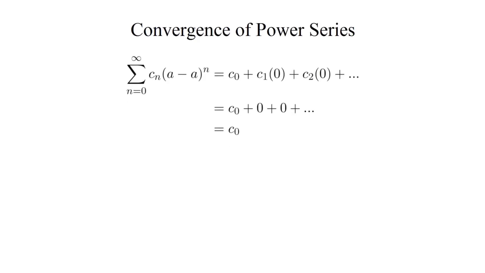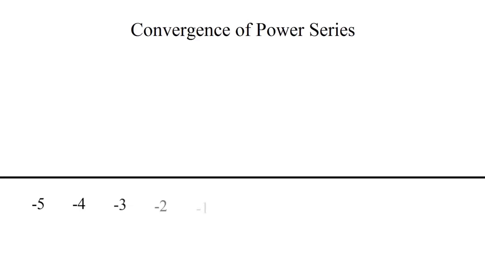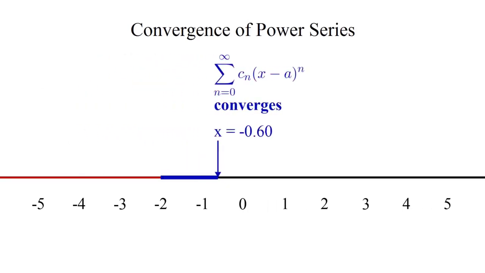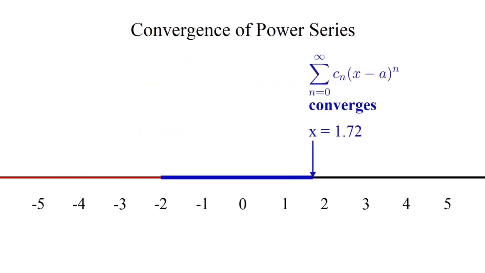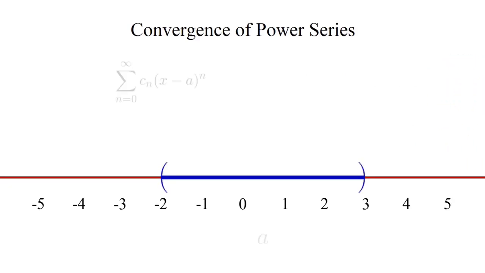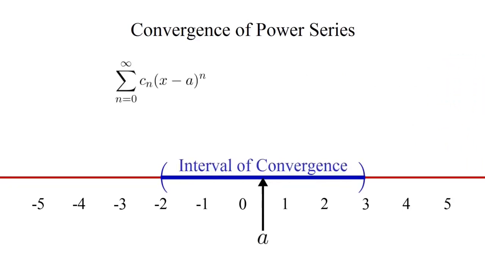Well, for starters, it's pretty clear that any power series has to converge at its center point. If I plug in a for the value of x, all of the terms of the series become 0, except the initial term. But what about other values of x besides the center point? It turns out that for any power series, the set of x values for which it converges is always an interval centered at the power series center point a. This interval is called the interval of convergence of the power series.